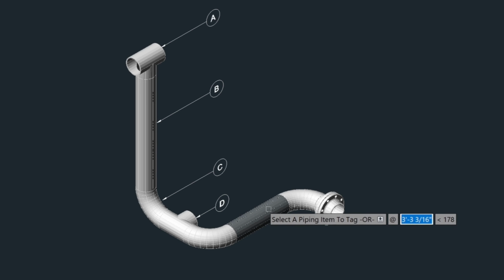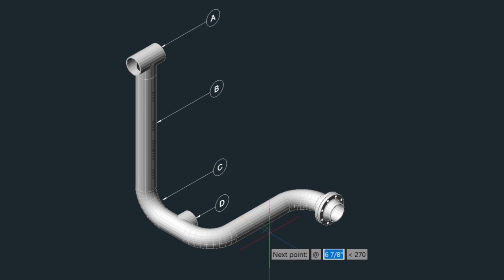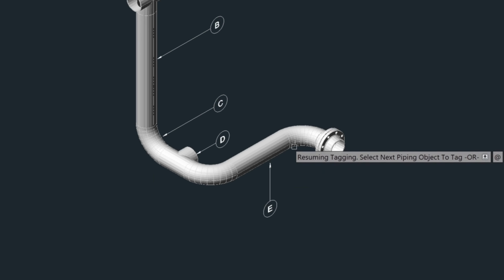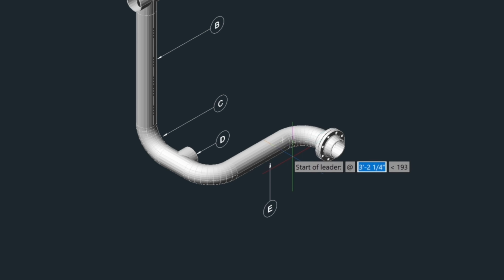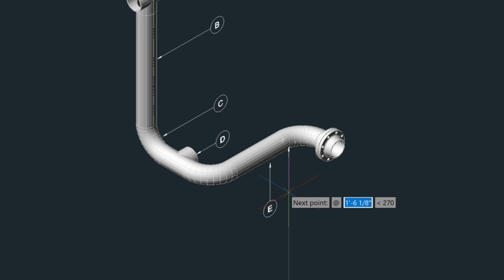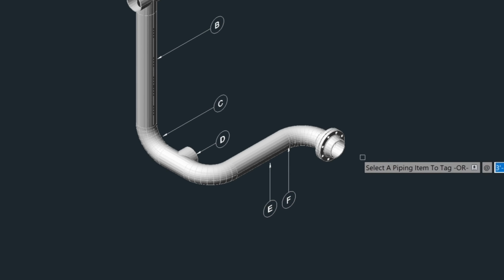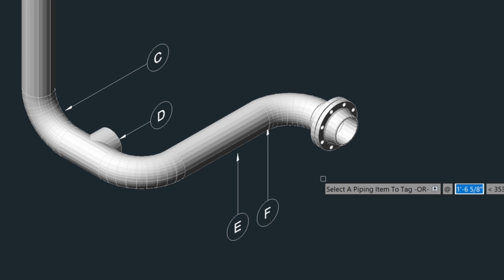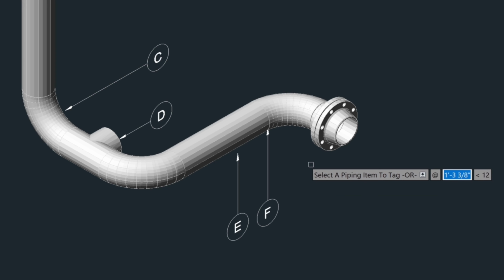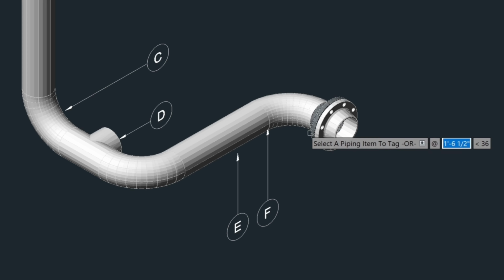We'll start leader here. Then we'll choose the elbow here. We'll come down just a little ways here. Now for this one, you have to be a little bit careful. We're going to go ahead and choose the back side of that flange.